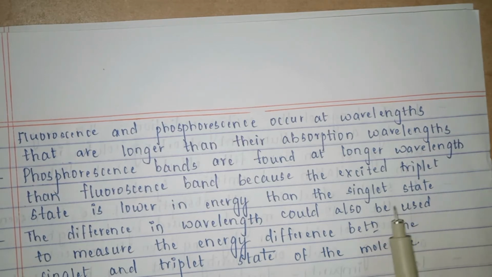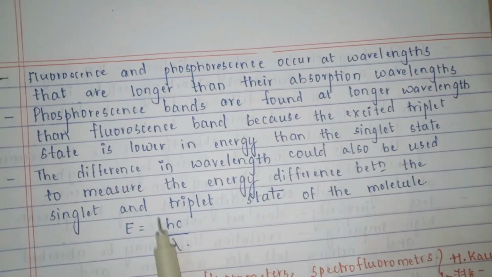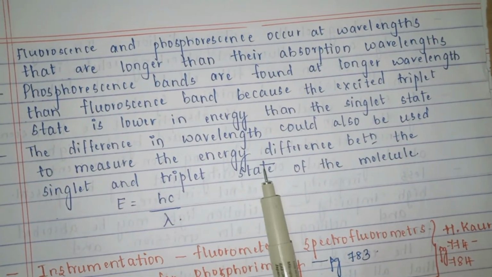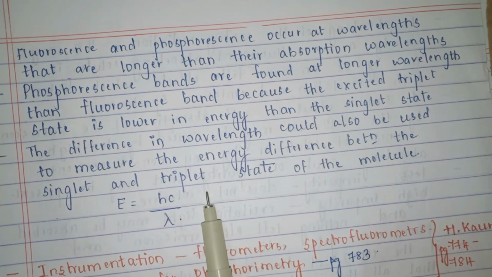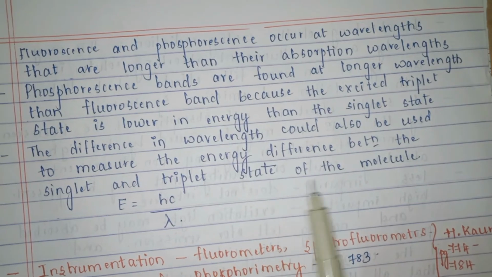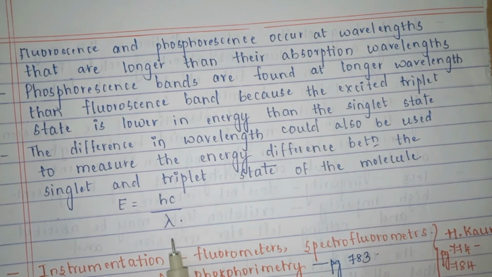Now it will stay for a longer time in a triplet state and hence it is still going to go to a longer wavelength. The difference in wavelength could also be used to measure the energy difference between the singlet and triplet state of the molecule. How we can measure the energy difference between a singlet and the triplet state is because we can use E equal to hc by lambda. Using this equation, we can understand the energy difference between a singlet state and the triplet state.